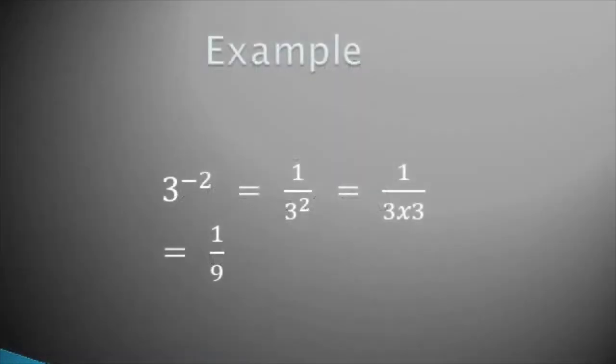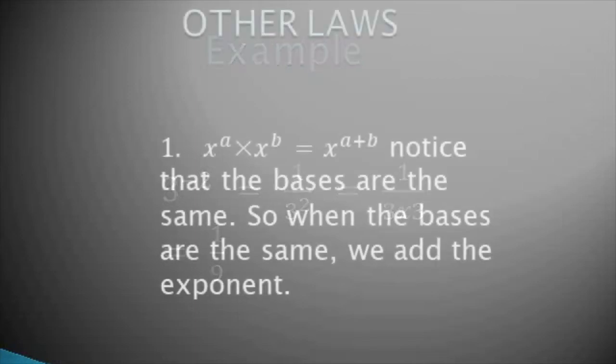For example, 3 to the power negative 2 is equal to 1 divided by 3 to the power 2. 3 to the power 2 means the number 3 must multiply itself. So we are going to have 1 divided by 3 multiplied by 3, which equals 1 divided by 9.